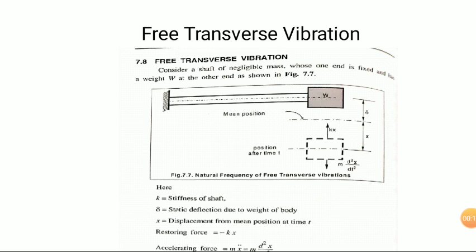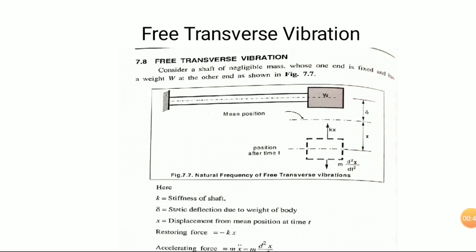So here the axis is marked as a dotted line, and the body has a weight W, and it is displaced by an amount delta, that is the static deflection due to the weight of the body. And x means if the body is held for a time t, then in addition to the delta it will also displace through an amount x. So the total deflection, the total amount moved from the mean position, is x plus delta, right?